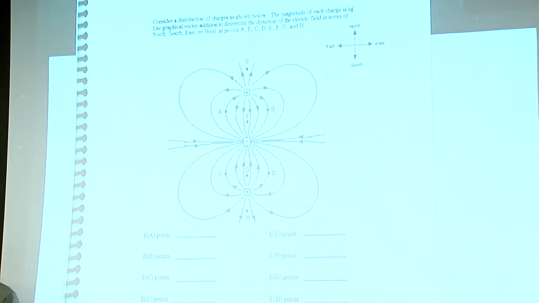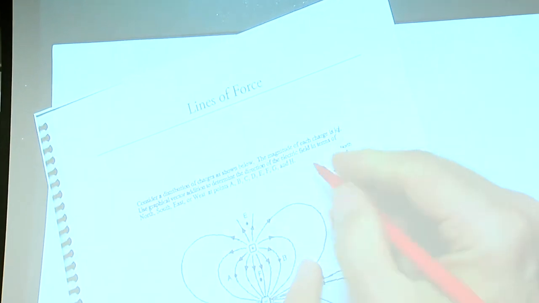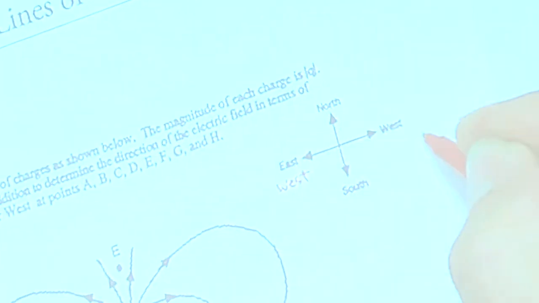What's the first thing you notice about this worksheet? What did they mess up? They got east and west backwards, didn't they? You can correct that. This is west. That's east.